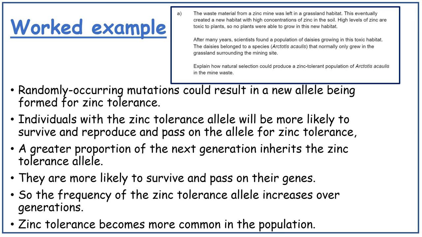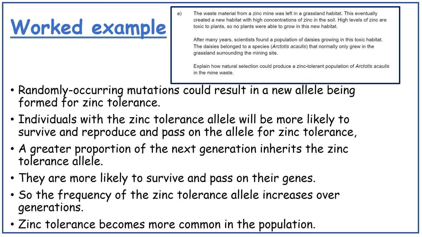The daisies belong to a species, Arctotis acaulis, that normally only grew in the grassland surrounding the mining site. Explain how natural selection could produce a zinc-tolerant population of Arctotis acaulis in the mine waste. So, first of all, there are randomly occurring mutations which could result in a new allele being formed for zinc tolerance.